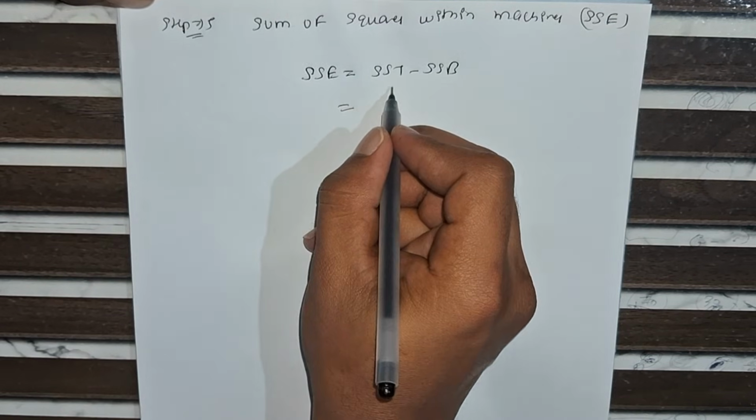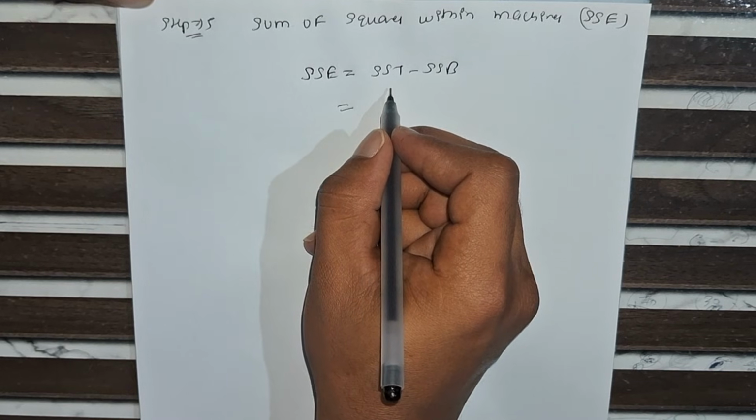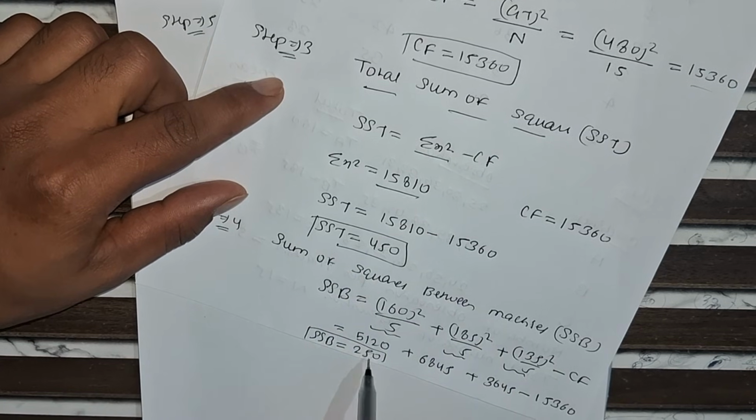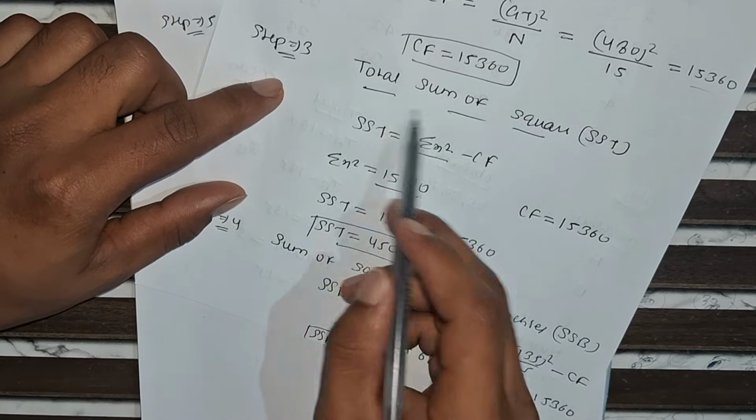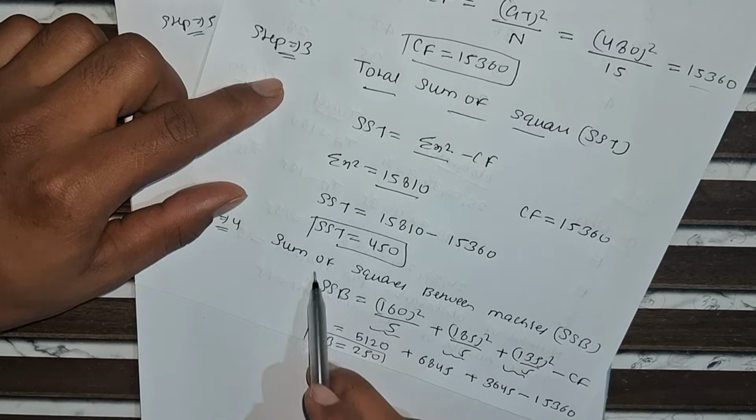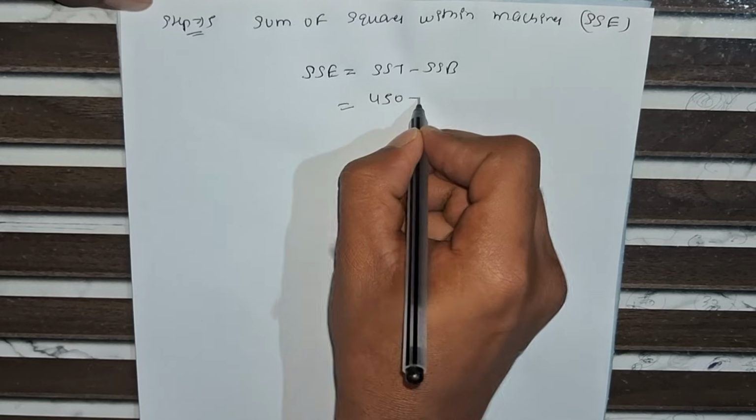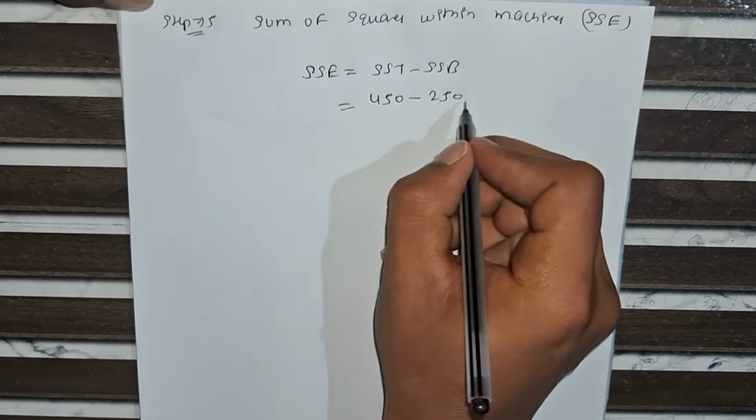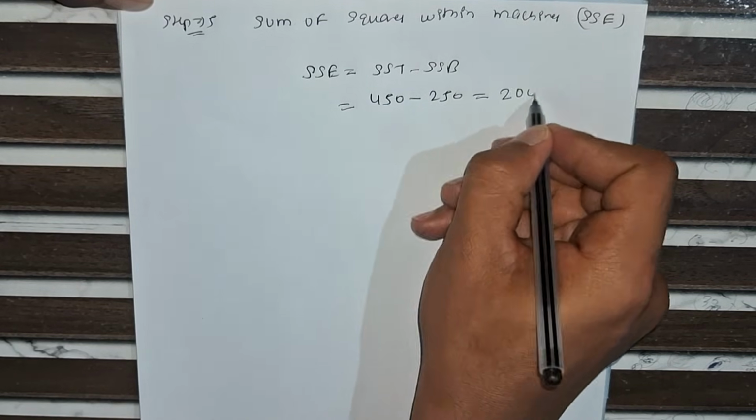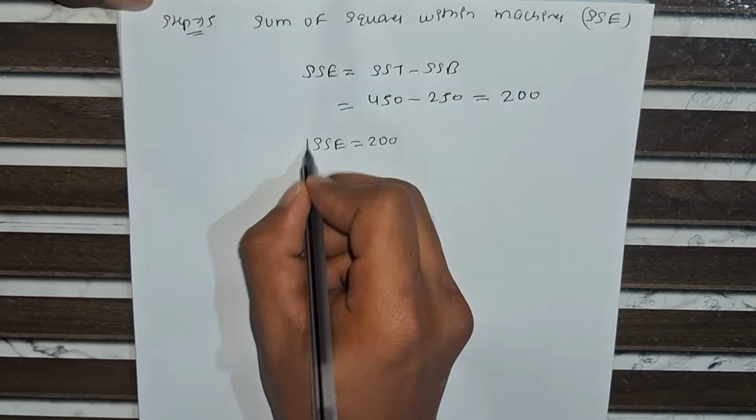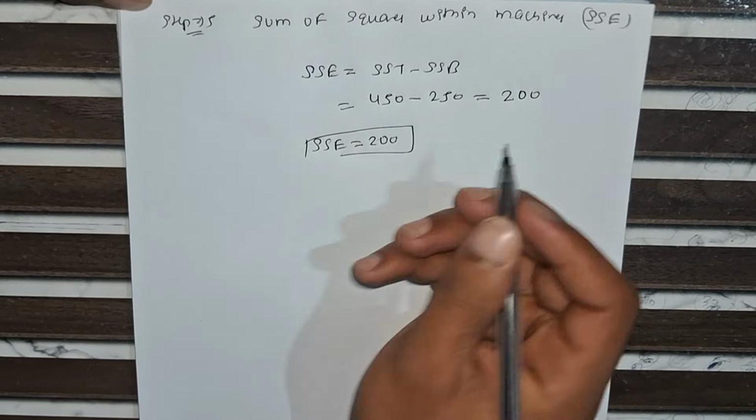So what is the value of SST? We already calculated it. So our SST value is 450 and our SSB value is 250. So SST means total sum of square, and SSB is sum of square between the machine. So 450 minus 250 becomes 200. So our SSE equals 200, which is nothing but sum of square within the machine.